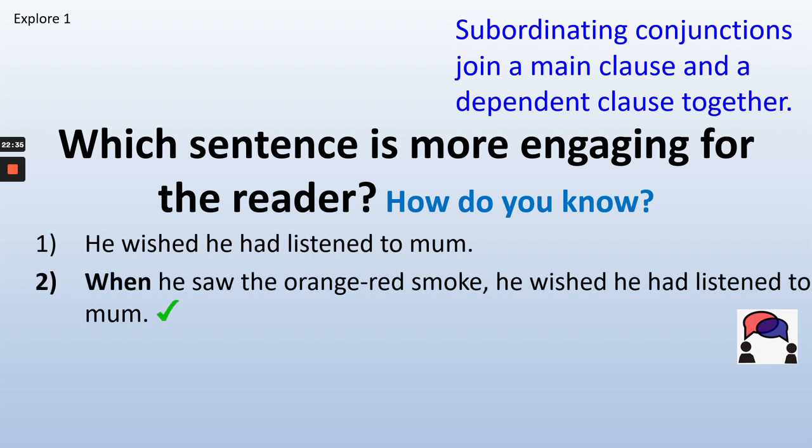Fantastic. Did you say number 2 was more engaging because it includes a subordinating conjunction? He wished he'd listened to Mum. That makes sense by itself, but when he saw the orange-red smoke, that gives us more information. It's more interesting or engaging. We've got the subordinating conjunction there. Give yourself a tick if you got number 2 correct, or press pause while you check over your answer.